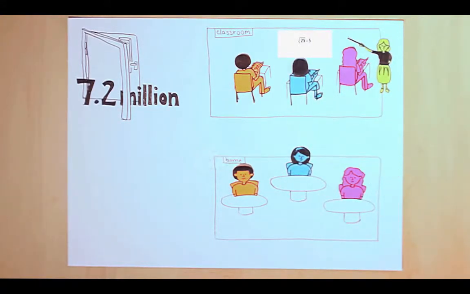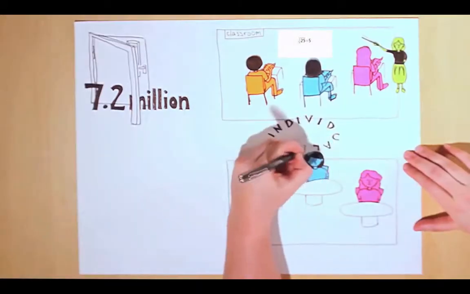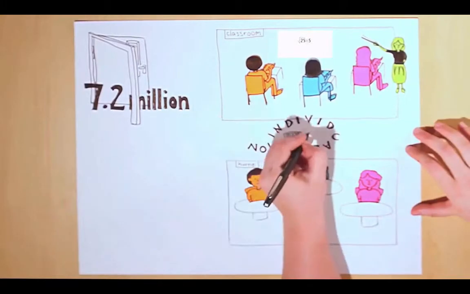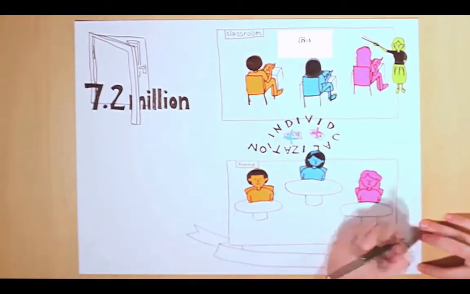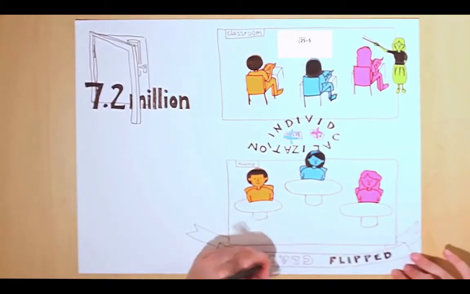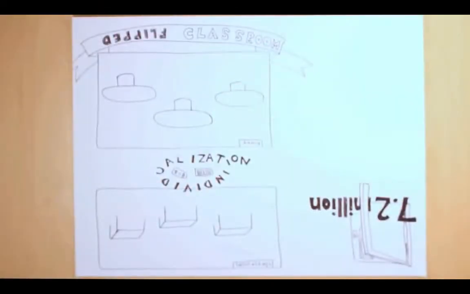Ms. Jackson recognizes that students have different needs and would love to work individually with each student, but this requires time and resources that her school does not have. One solution to this problem is the flipped classroom. Here's what it looks like.